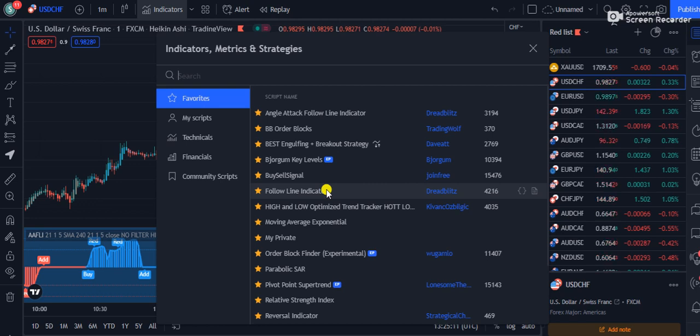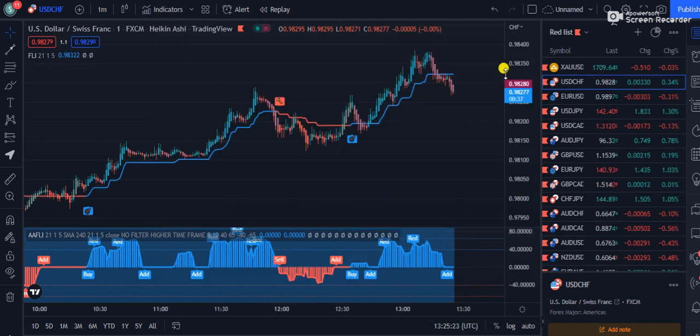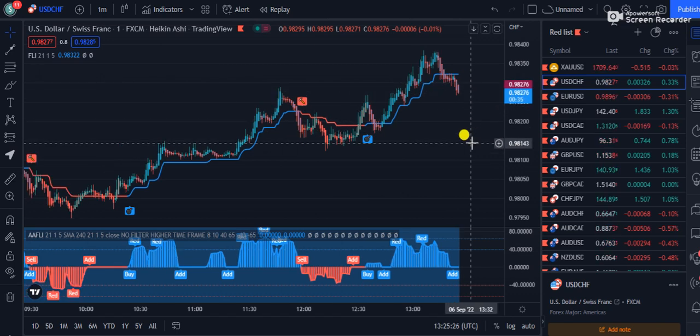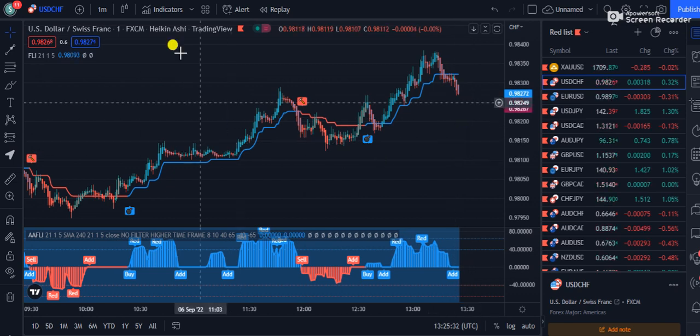The second indicator that we will be using to make our strategy strong is the follow line indicator, especially by Dread Blitz, the same author, and you can see 4,216 traders are using it, and that's why this indicator has a very good importance in the forex market, right? Okay, so we have basically attached two indicators, right?